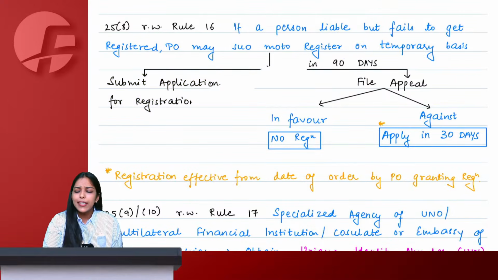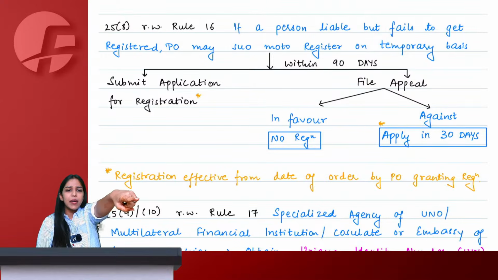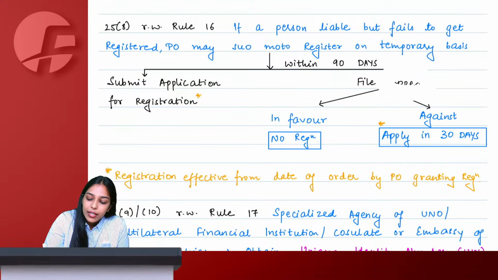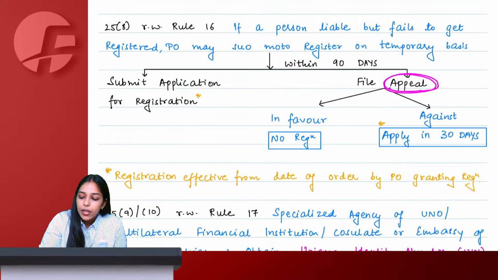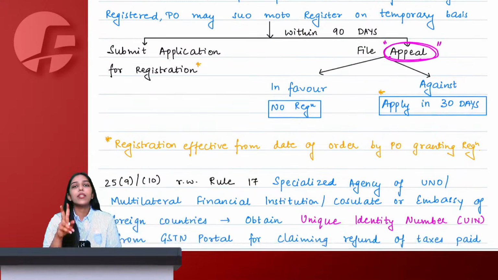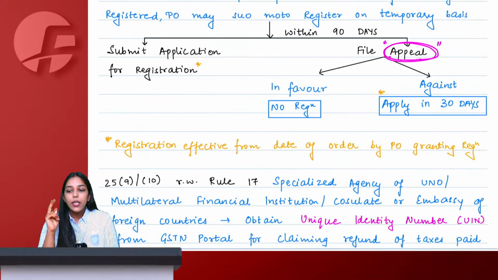Or you say that no ma'am, this proper officer is my ex, he is just simply lying, I am not liable. So you can go and file an appeal to the higher authority. You can file an appeal that I am actually not liable and still he or she is registering me. Now there are two possible outcomes once you file an appeal.